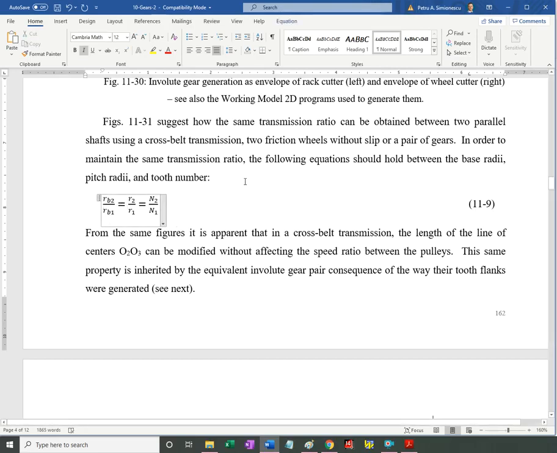This ratio is also equal to, hopefully, just convert it from the older equation to the new equation, it will be preserved. So it's also equal to omega 1 over omega 2.